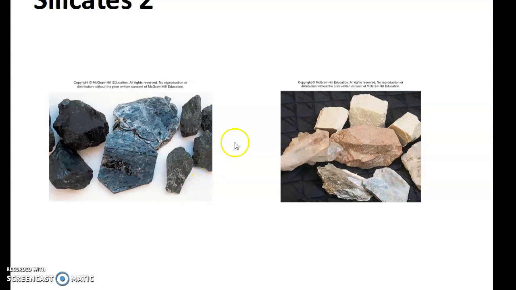And here's some examples that you can see where you have silicates of different types. This is one type of rock here, and this is more of a quartz type of rock here. Okay? I do believe this right here is actually coal. This is coal, and this is the silicate over here. I don't know why they included this in here as well.